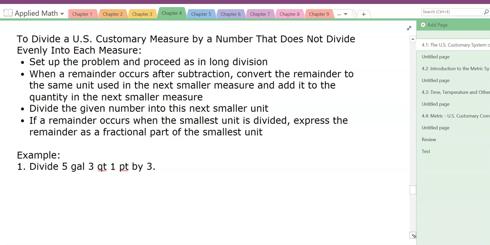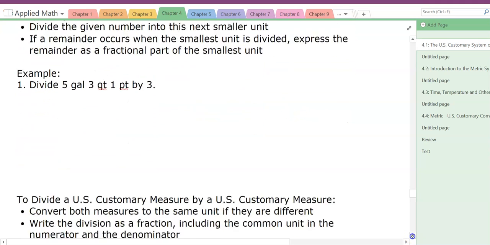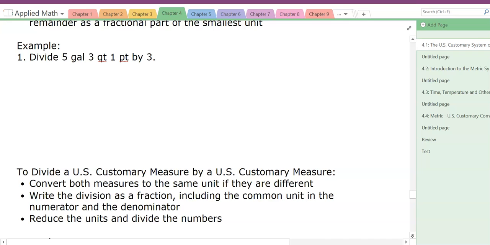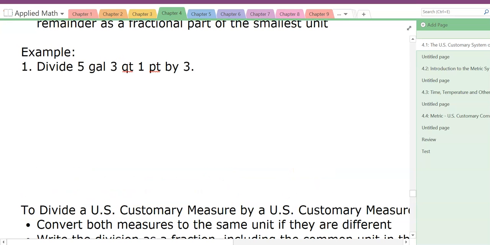Like I said, this is going to take a little bit more time, just because it doesn't work out as nicely. So we're trying to take 5 gallons, 3 quarts, and 1 pint. We're trying to divide them all by 3. So, 3 is not going to go into 5 gallons nicely. So we have to first set this up as a long division problem.